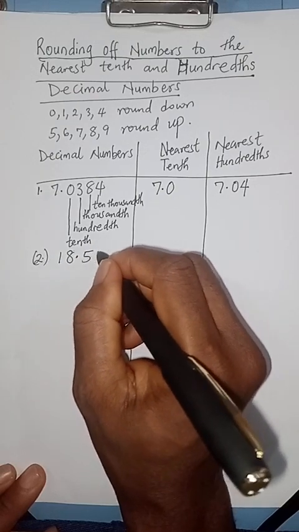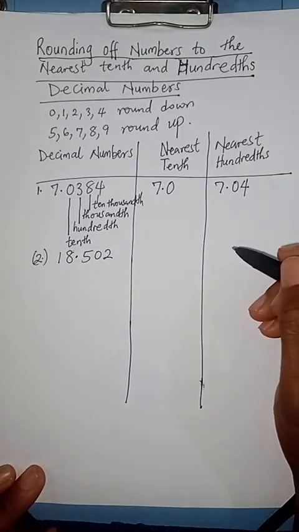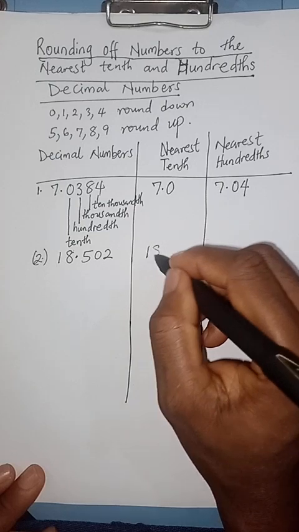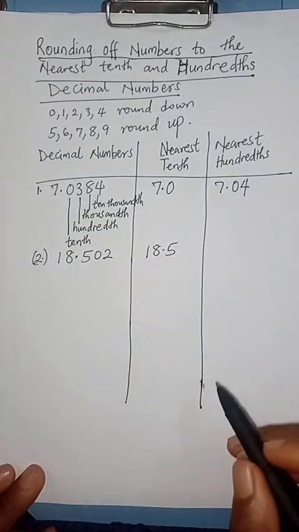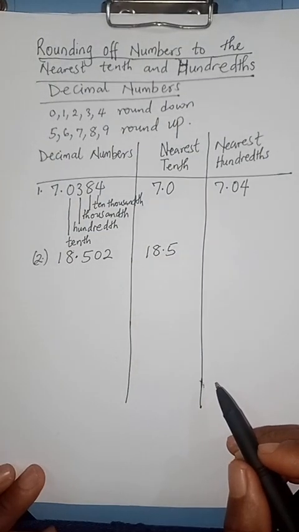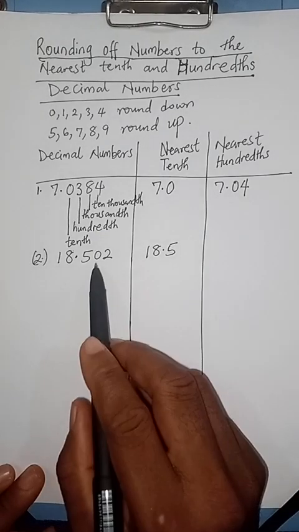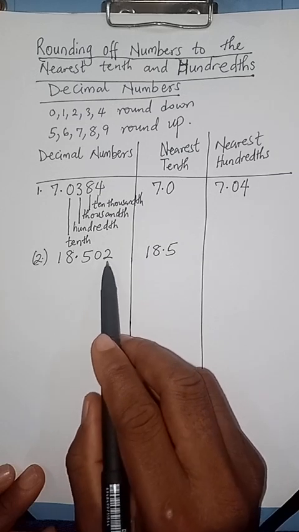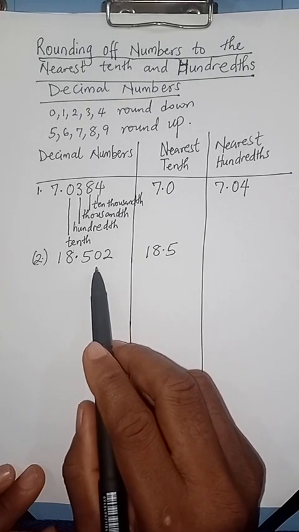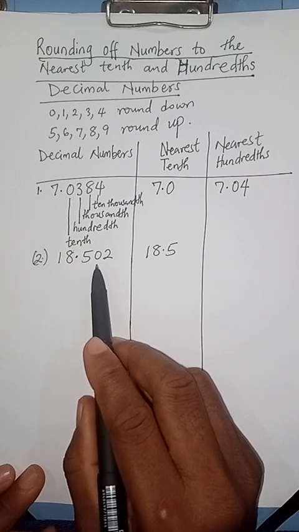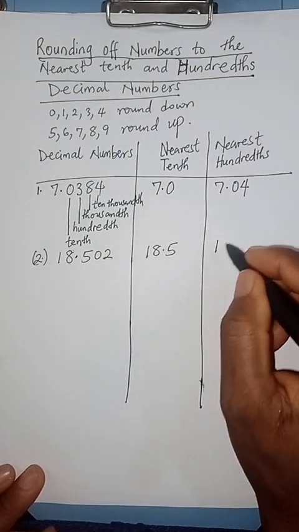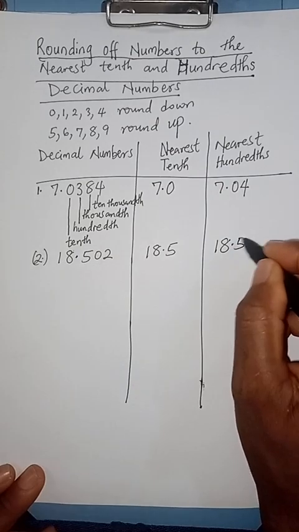18.502. To the nearest tenth, 18.5. To the nearest hundredth, this is my hundredth. Now this zero is significant because it's in between two significant figures. So here, before I write the zero, I check this digit. It is not up to 5, so I round down. So my answer becomes 18.50.